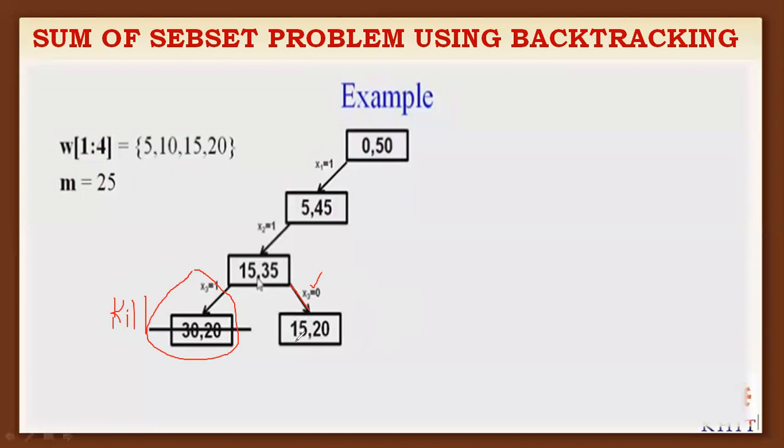Now let me find the value of this and this. If you are not selecting the third item, what is the sequence? Let me start from the starting one. x1 equal to 1, selected. First item is selected. Second item also selected. And third item is not selected. So I am not selecting the third item.